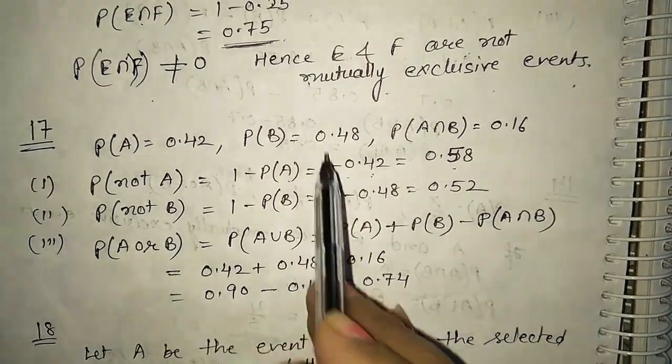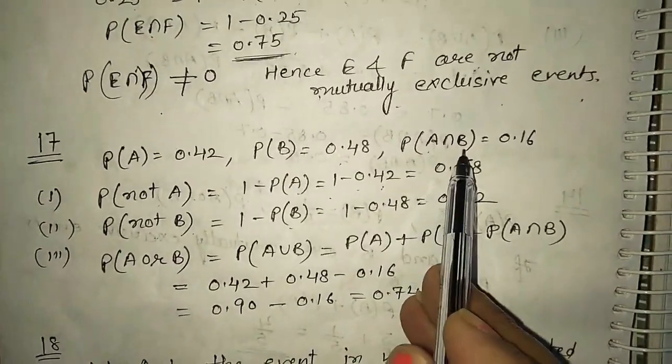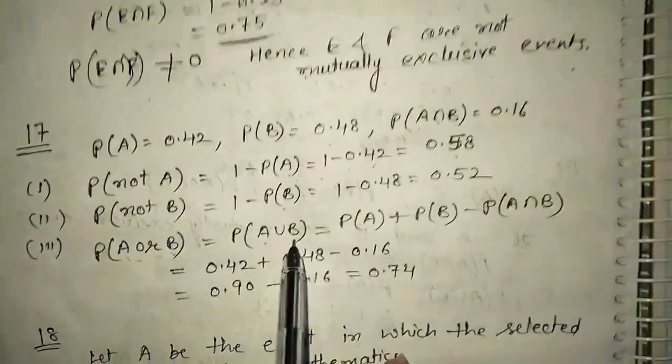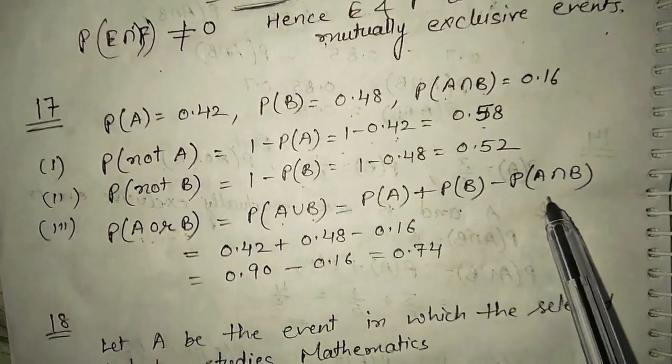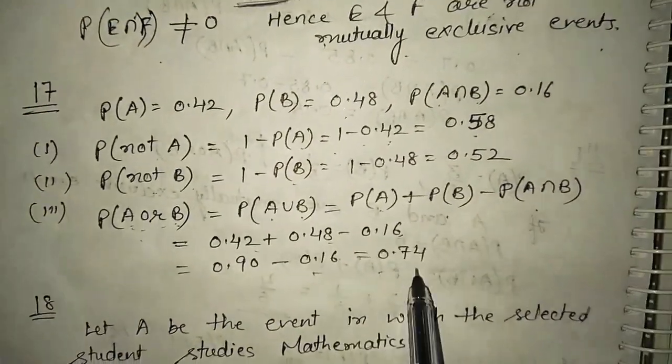P(not B): P(B) is given, then we will find P(not B). And P(A intersection B) is given. In this we want to find P(A or B), which means P(A union B). And we will apply the same formula: P(A) plus P(B) minus P(A intersection B). These values are given, and then we will find P(A or B).